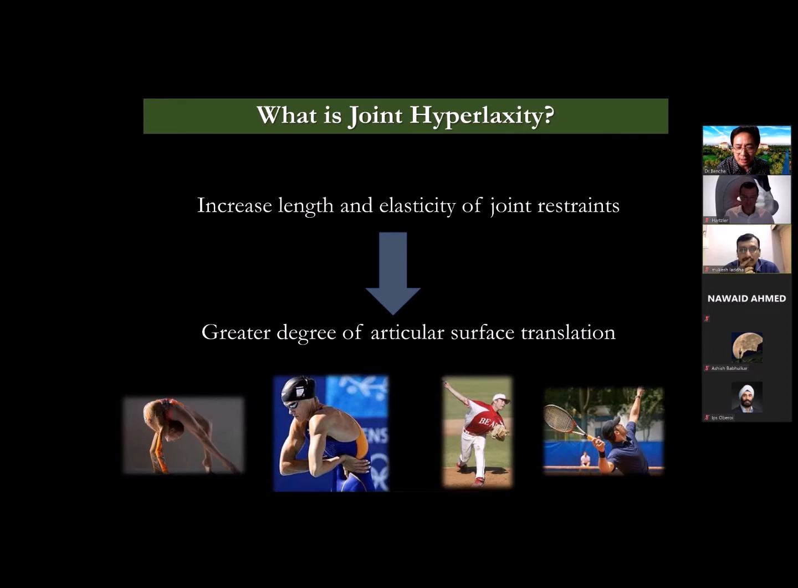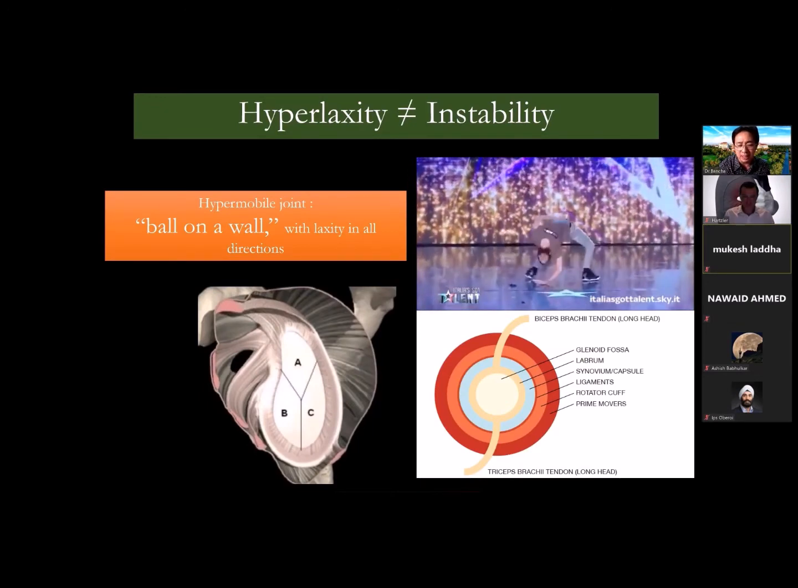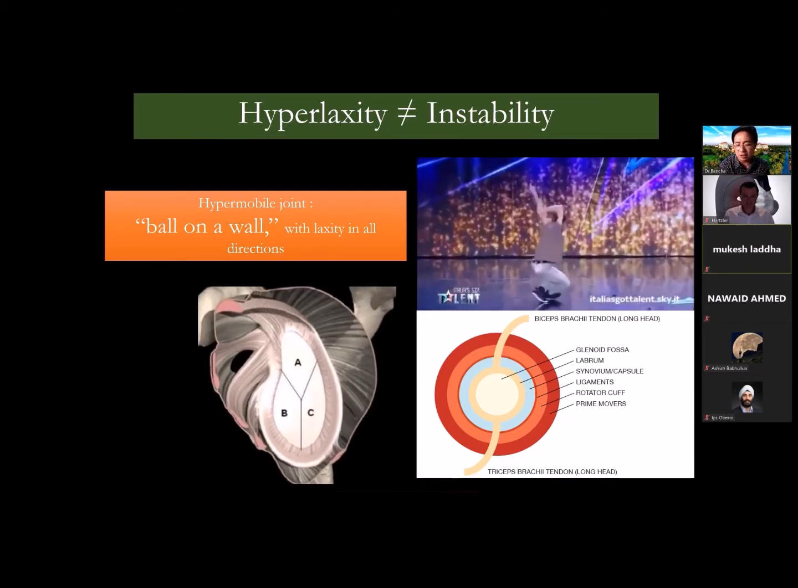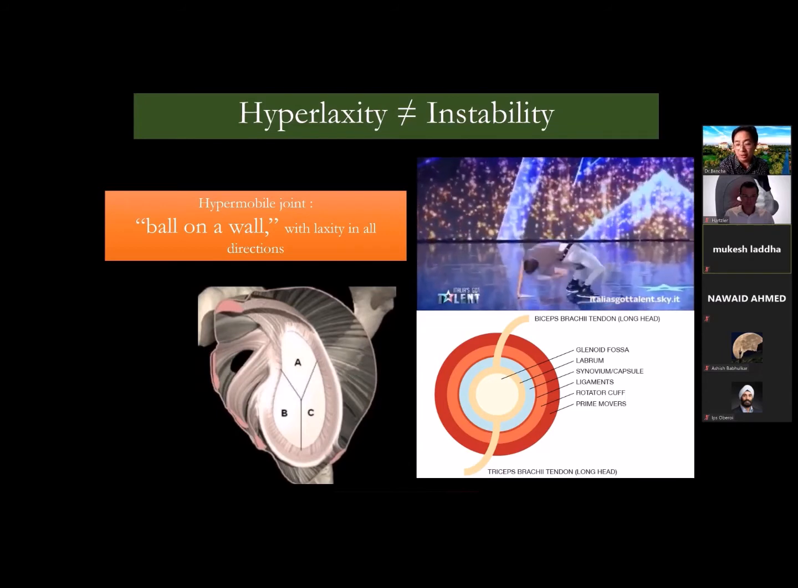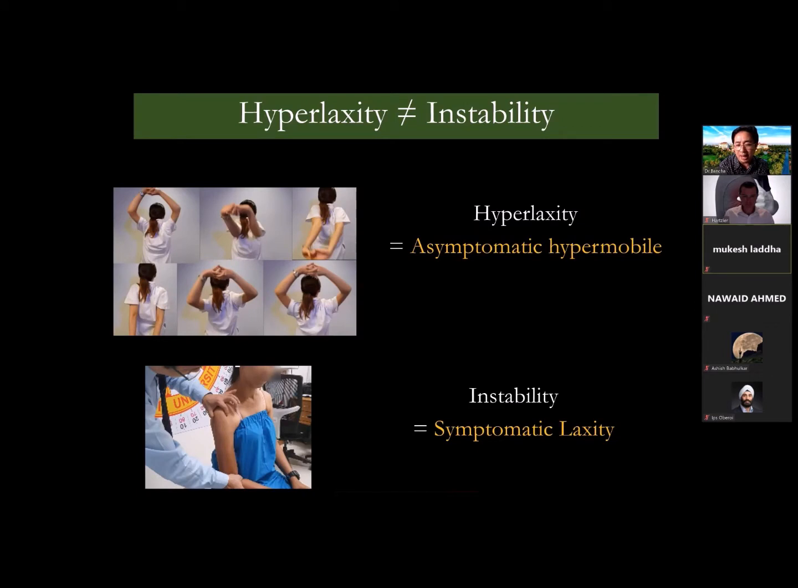So what is joint laxity? Joint laxity means increased length and elasticity of joint restraints, giving a degree of articular surface translation, right? And hyperlaxity is not the same as instability. A hypermobile joint is a ball on the wall with laxity in all directions. Like this guy, he can do that because this is a hyperlax joint, but it's not a problem, okay? So hyperlaxity is an asymptomatic hypermobile joint. We should not confuse it with MDI. Instability is symptomatic laxity, so it's totally different.